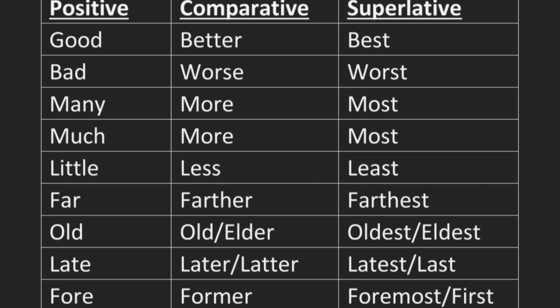Good, better, best. Bad, worse, worst. Many, more, most. Much, more, most. Little, less, least. Far, farther, farthest. Old, older or elder, oldest or eldest. Late, later or latter, latest or last. Fore, former, foremost or first, right?